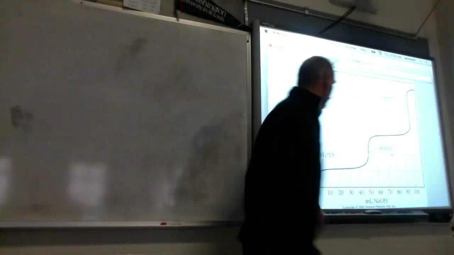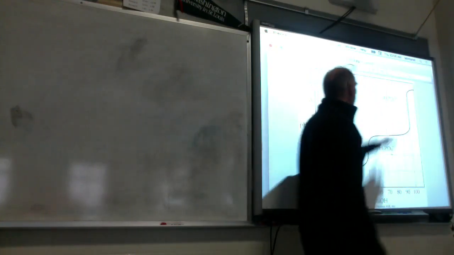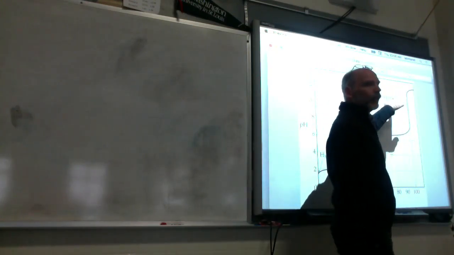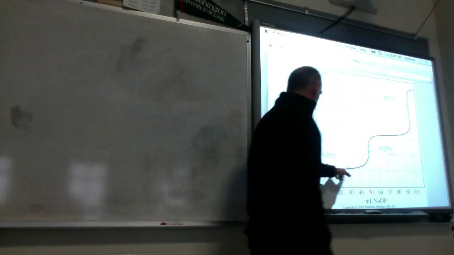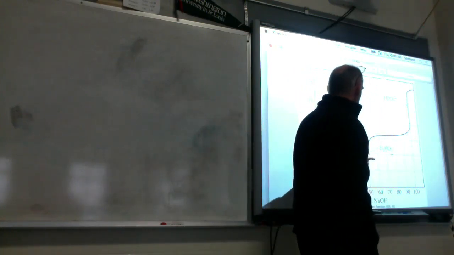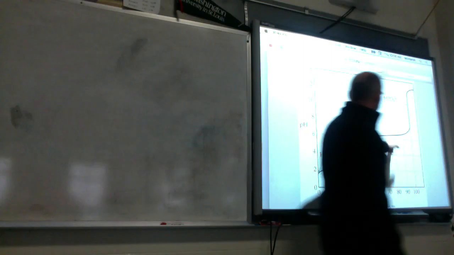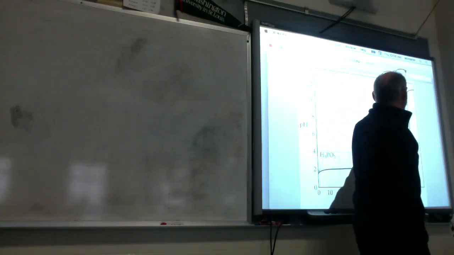So obviously you're seeing we're getting 2 inflections here. As we continue to add base, what are we going to see, do you think? Because currently what we have here, we've removed one of the hydrogens. Now we have this remaining. We're removing the second hydrogen. Now we have this remaining.